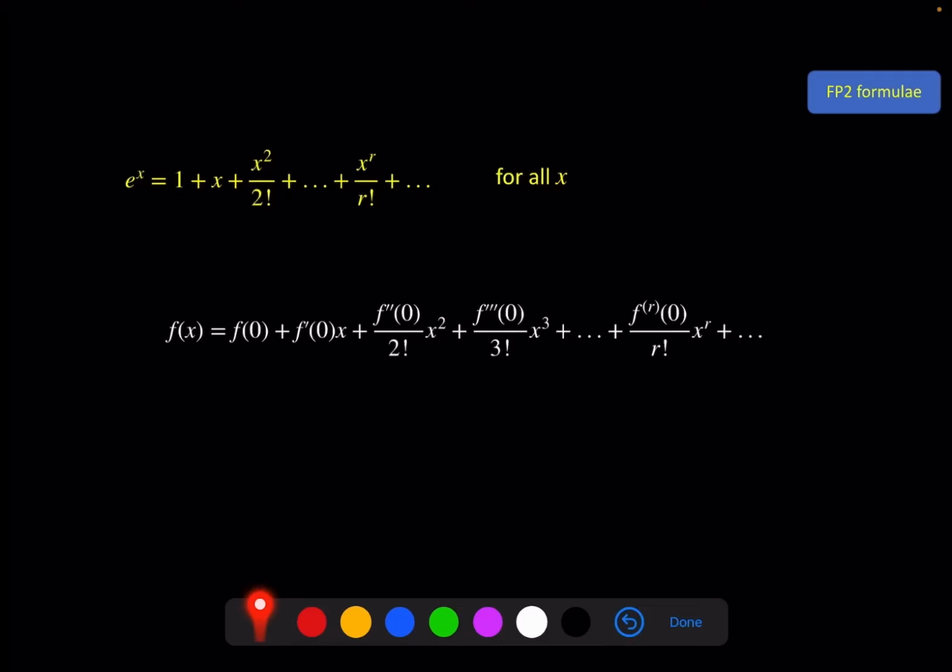Hello, and welcome to the second video of the FP2 chapter Maclaurin and Taylor series. On the screen, a quick review. From our previous video, we had this as the Maclaurin series expansion for f of x. We also had a specific example of that, which was e to the x, and we found that that was this expansion for all x values.